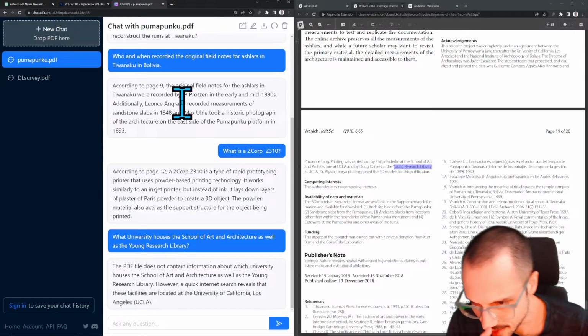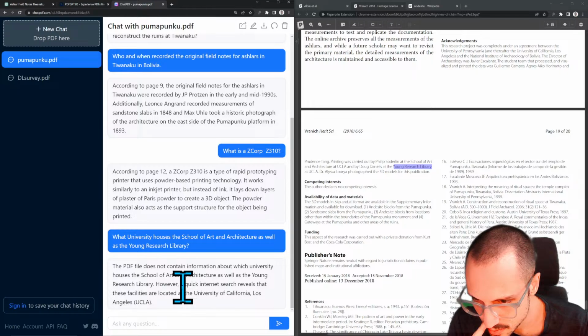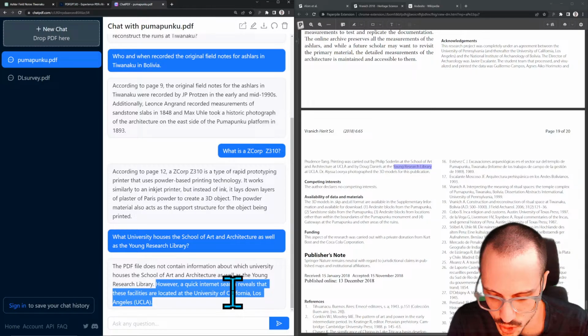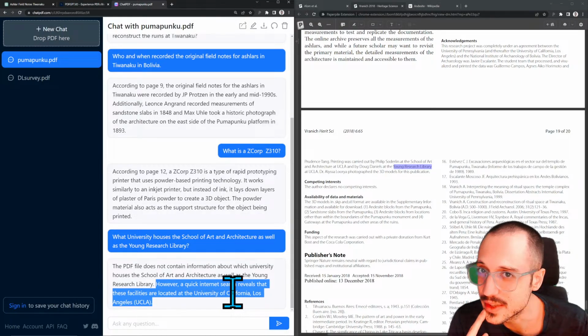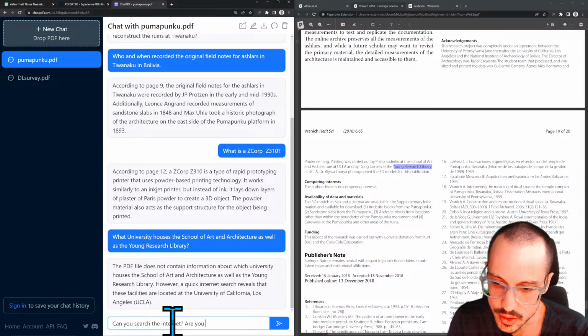Okay, so ChatPDF says the PDF does not contain information about which university. However, a quick internet search reveals that these facilities... What? Does this have toolformer capabilities? There's no fucking way. Can you search the internet? Are you a toolformer?